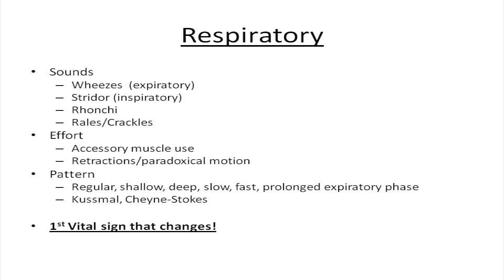Certainly also want to assess respiratory effort, whether there's any accessory muscle use, whether there's any retractions or paradoxical motion, and the respiratory pattern, whether it's regular, shallow, deep, whether it's slow or fast, whether there's a prolonged expiratory phase, which is certainly indicative of an obstructive respiratory pathophysiology as seen in asthma or COPD. You want to look for Kussmaul's or Cheyne-Stokes. Kussmaul certainly in a child should suggest possibility for DKA, and Cheyne-Stokes in a head injury obviously is a bad sign.